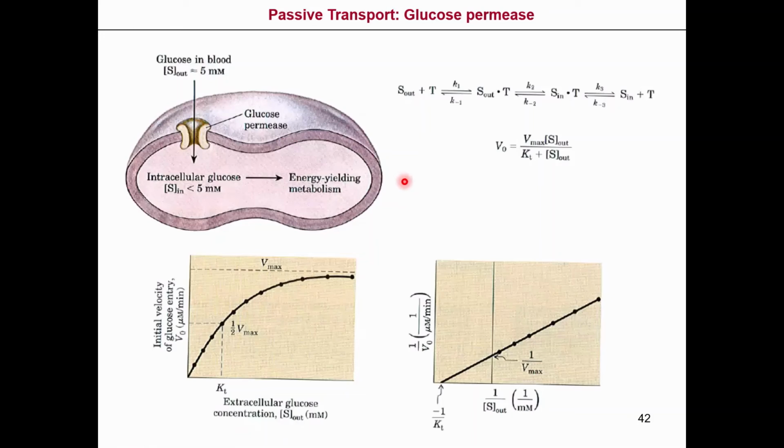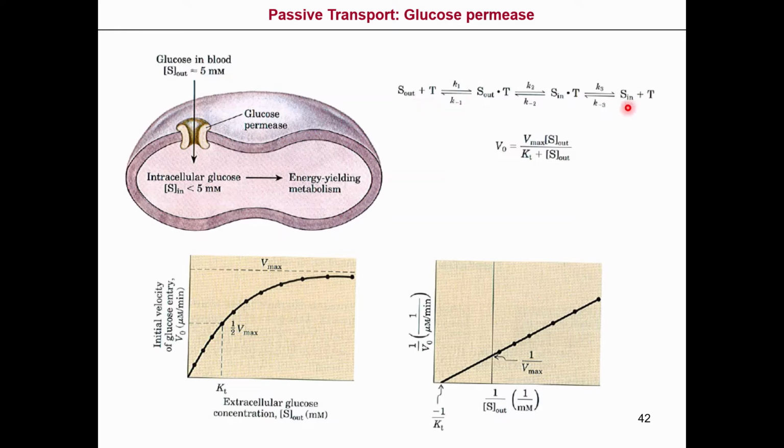So, for example, you have the glucose permease. In the blood, you have a concentration of 5 millimolar, and the intracellular concentration of glucose is less than 5 millimolar. So that's why you have a passive transport, from the high concentration to the low concentration compartment. You have a protein which is called glucose permease, okay?